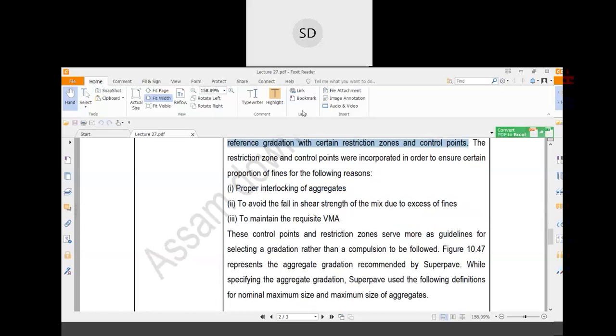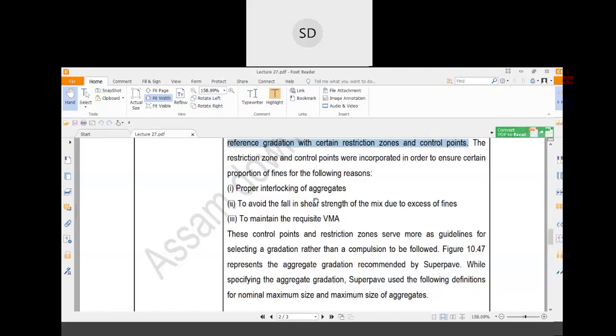So these restriction zones, some restriction zones are there. Restriction zones means your aggregate angularity number should be like that, your aggregate flakiness and elongation should not be more than that. These are the different restriction zones. Now these restriction zones have some properties like that.